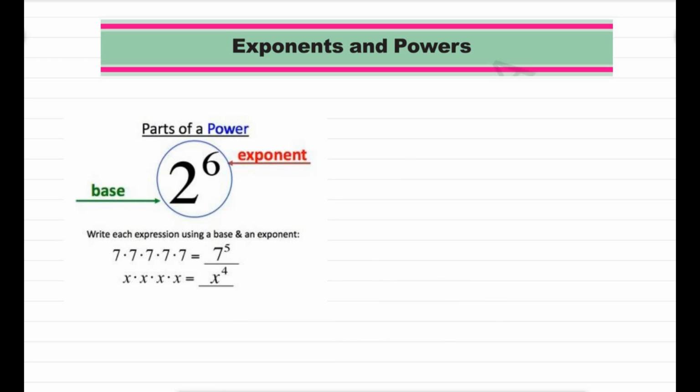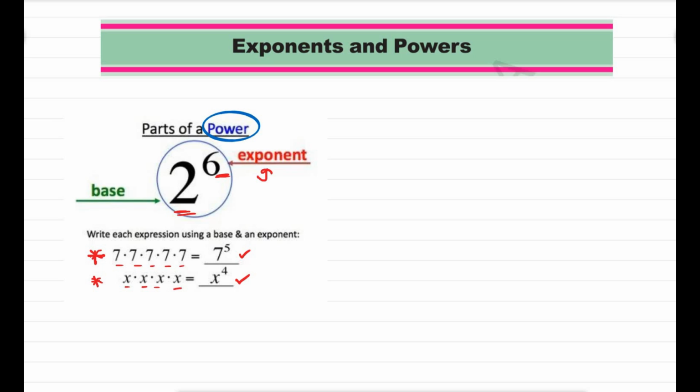I have taken one more example for you: 2 to the power of 6. Here 2 to the power of 6 is called the power, 2 is called the base and 6 is called the exponent. These are the parts of the power. How can we write each expression using base and exponent? Suppose 7 is multiplied 5 times, that can be written as 7 to the power of 5. If x is multiplied 4 times, that can be written as x to the power of 4.